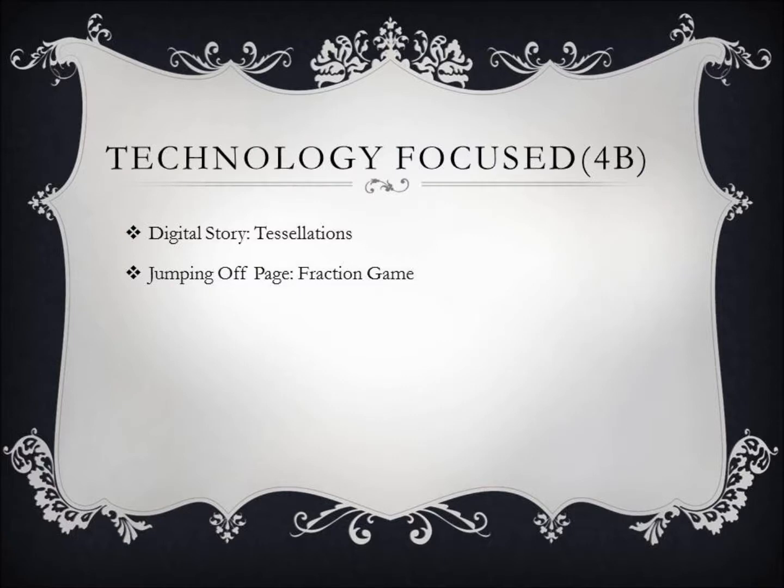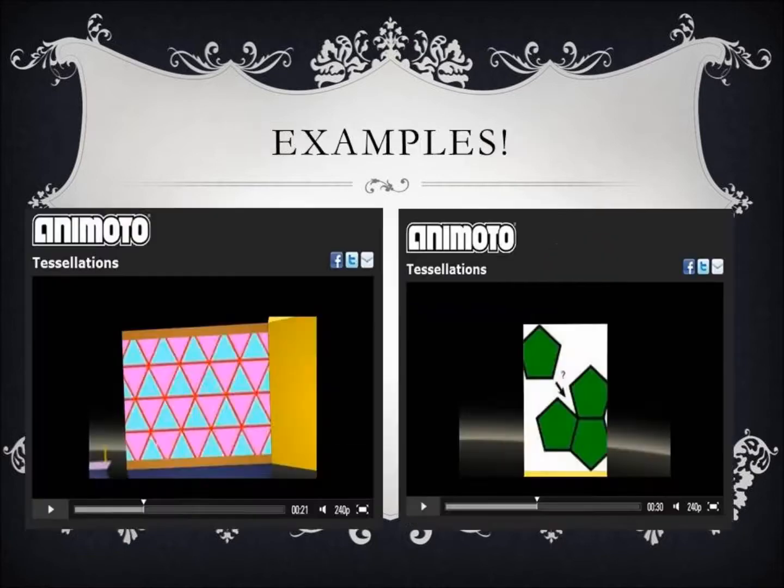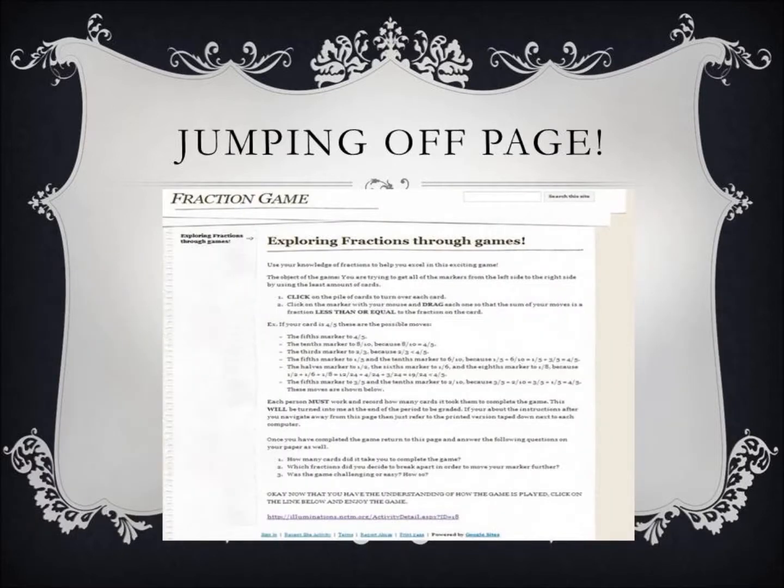The second area was technology focused. I created many things using the sources provided on the internet. First thing was a digital story created on Animoto. It was about tessellations and the properties of some of them. It gave examples of which shapes could work and which couldn't. The way it ended, though, kept the students trying to guess the other shapes that could be used to create a tessellation.